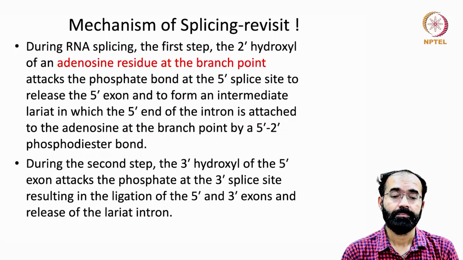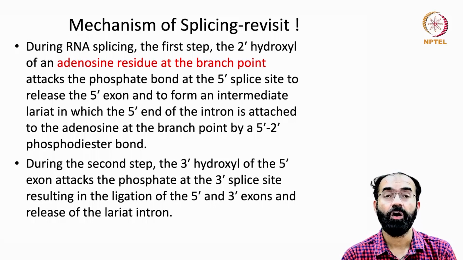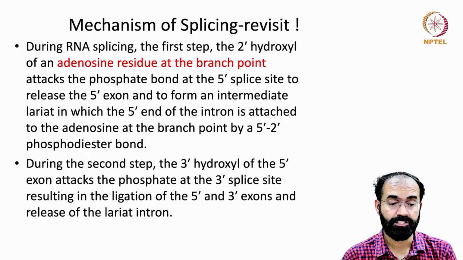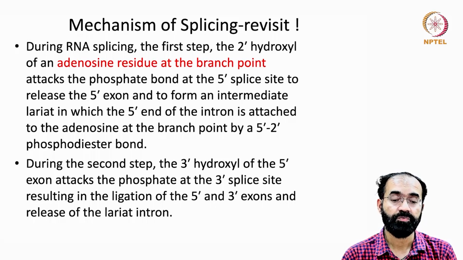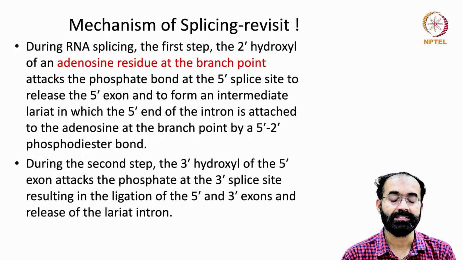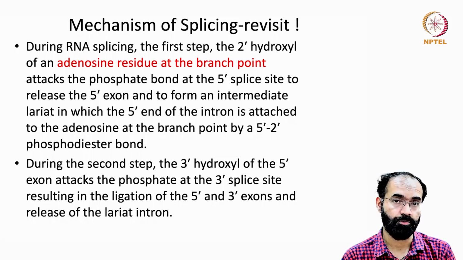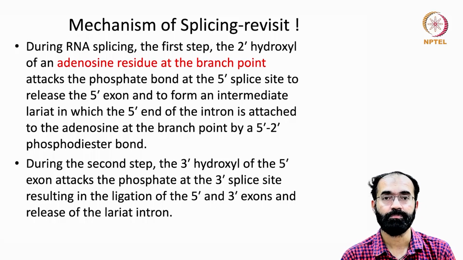So let us see the splicing once again for easier understanding. During mRNA splicing, the first step is that the 2' hydroxyl of the adenosine residue at the branch point attacks the phosphate bond at the 5' splice site to release the 5' exon and to form an intermediate lariat of the intron. The intron is still attached to the second exon, and the 5' end of the intron is attached to the adenosine at the branch point in the intron. This linkage is a 5' to 2' phosphodiester bond, that is the lariat.